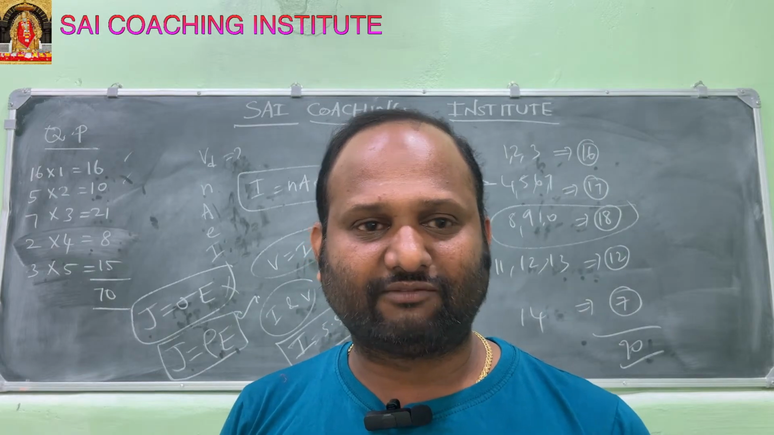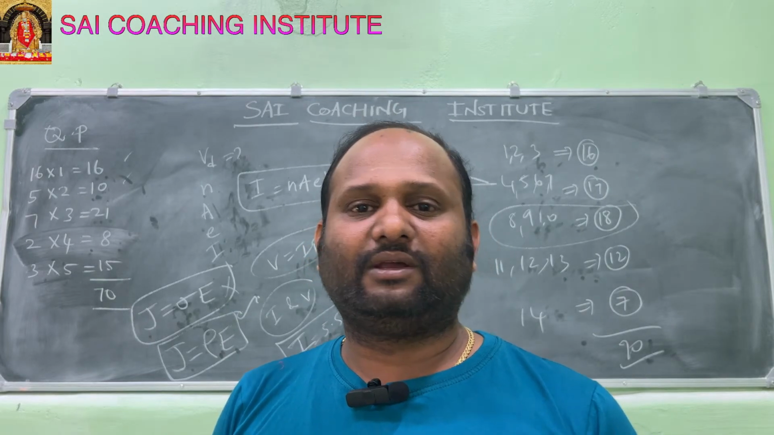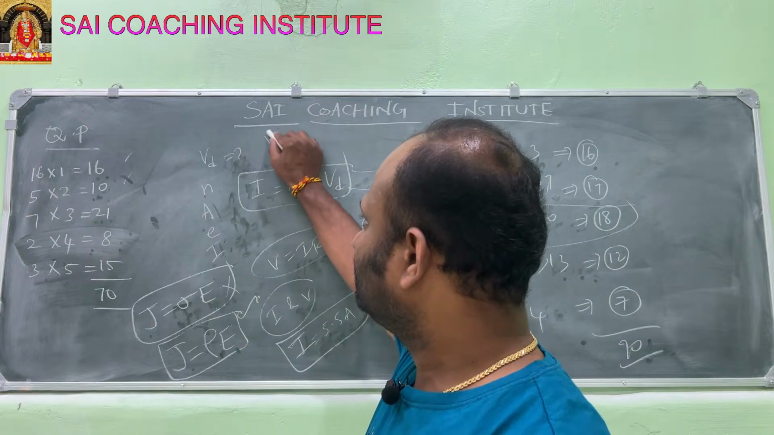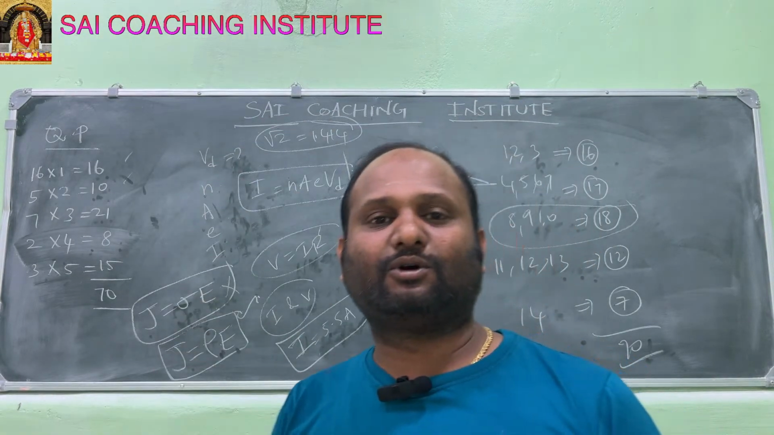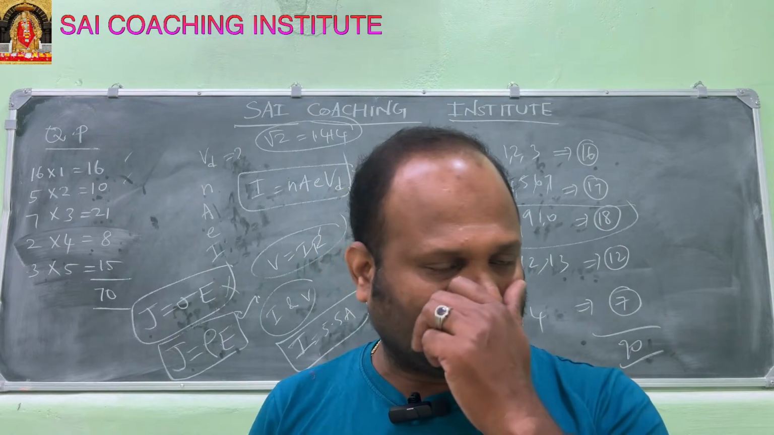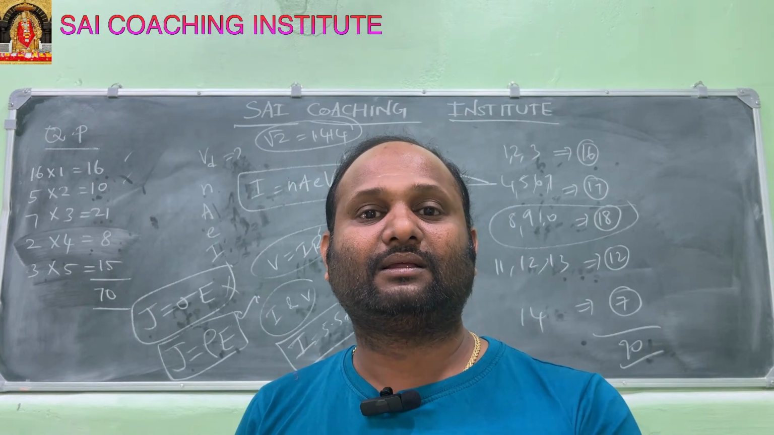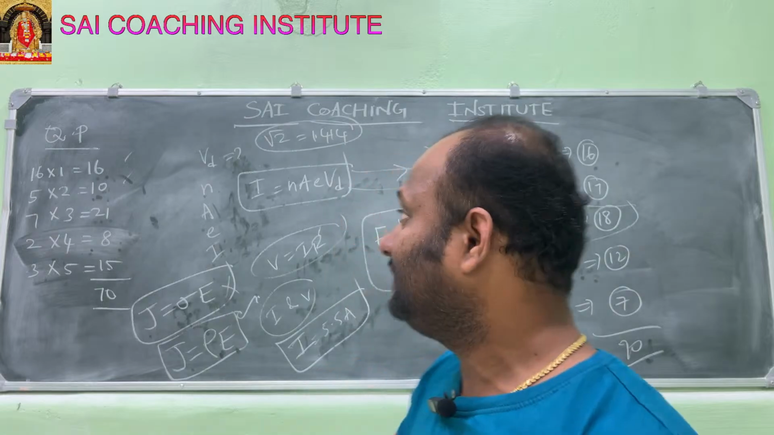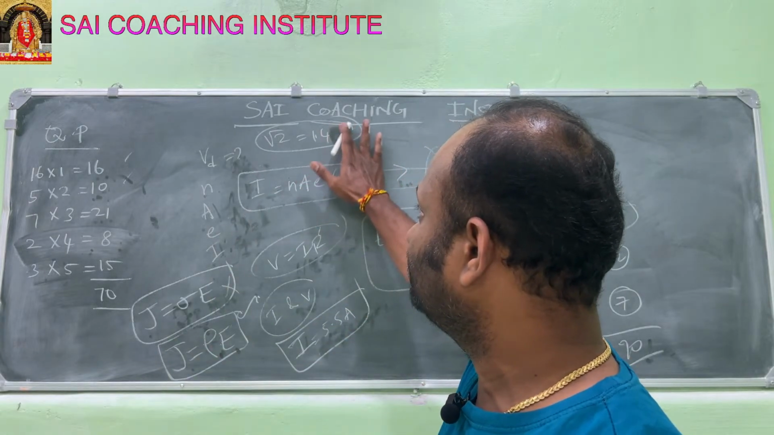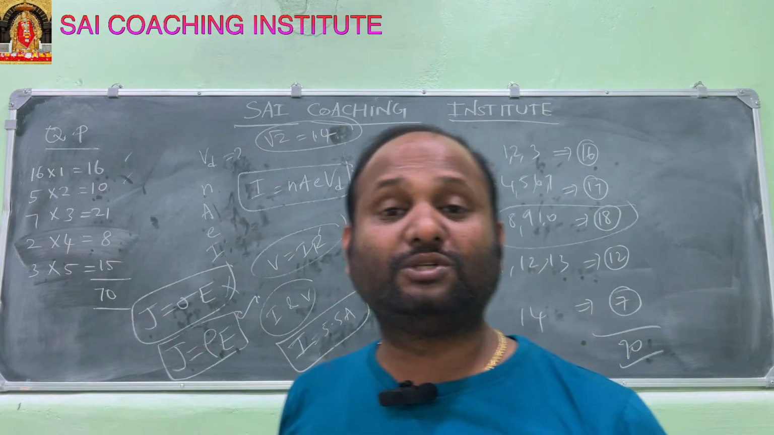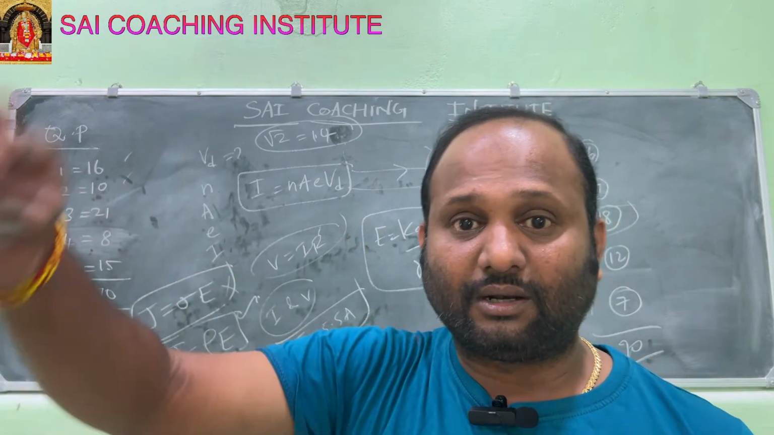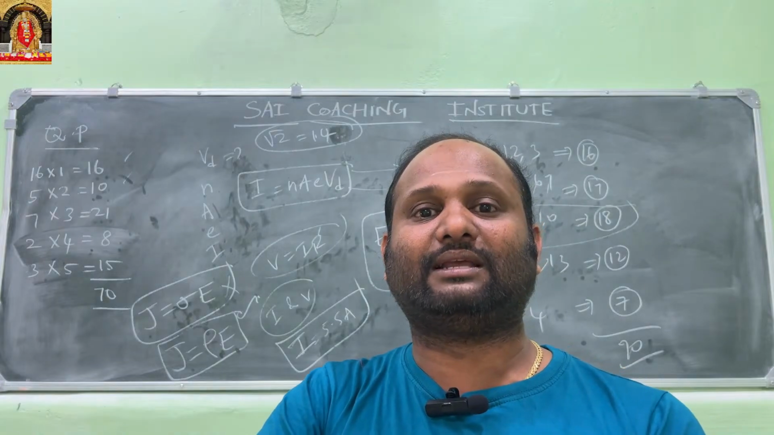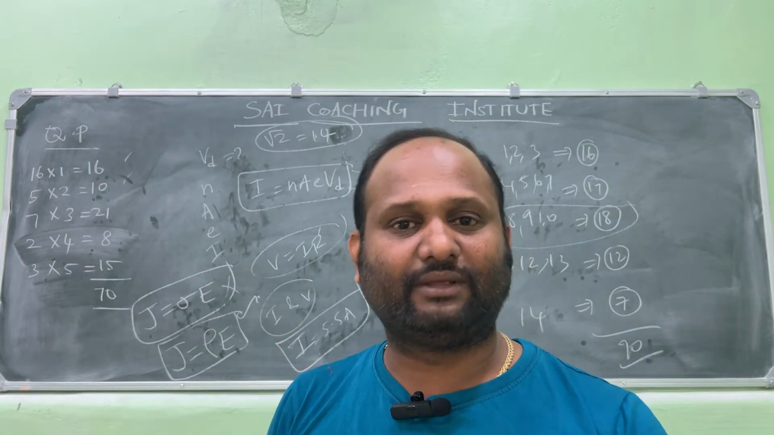Say you make one mistake, for example: we all know the value of root 2 is 1.414. But in the question paper, they purposely give, take root 2 equal to 1.4. Take root 2 equal to 1.4 only. Then you should take 1.4, derive, and express the answer. That is the correct way.